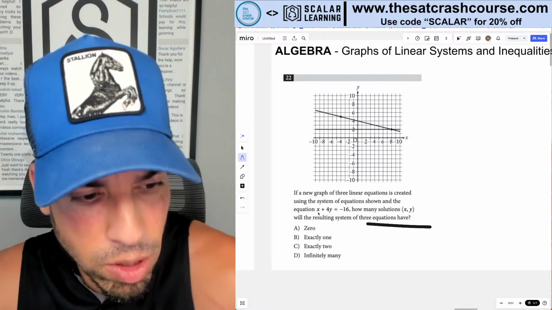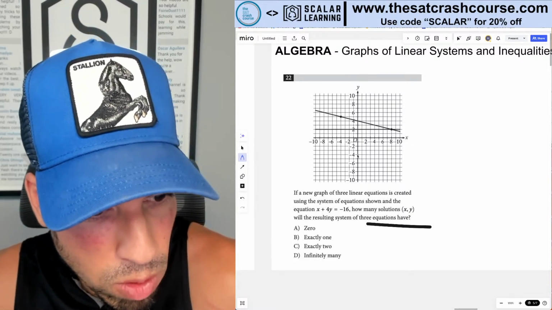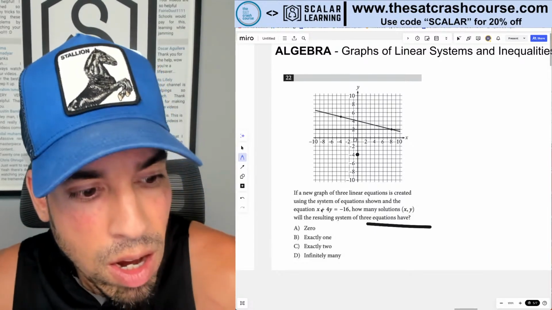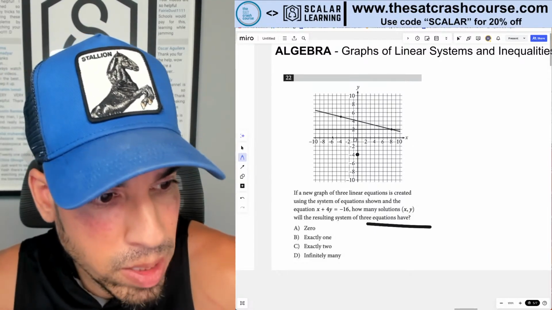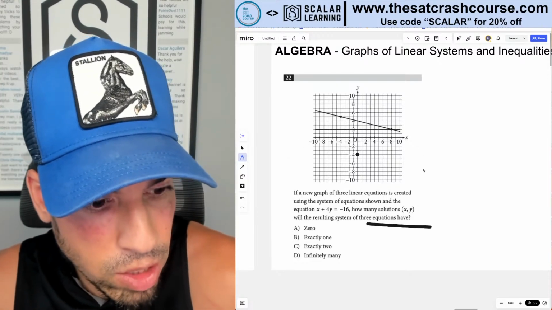So we need to see what that's going to look like on this graph. Okay, I can graph it very quickly, right? I know that when x is 0, y will be negative 4. That's 1 point. I know when y is 0, x will be negative 16. Oh, that's off the graph, darn it. Okay, let's find an easier way to graph this.